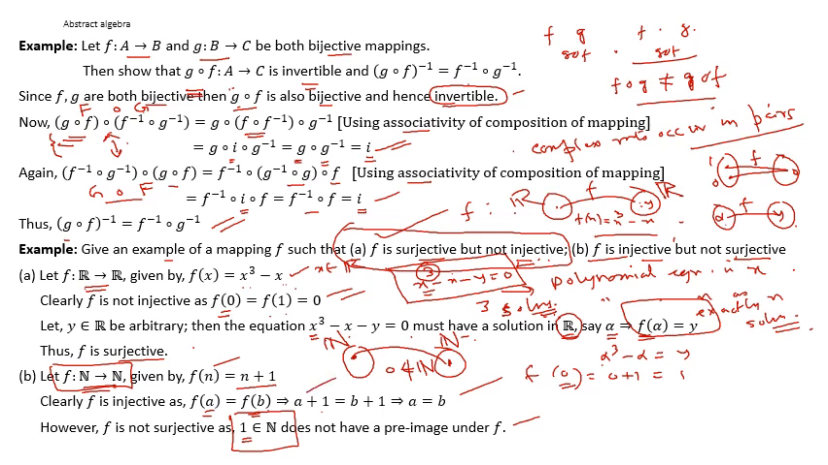So this mapping is not surjective, but it is injective. So we have given an example of a mapping which is surjective but not injective, and here in B we have given an example of a mapping which is injective but not surjective.